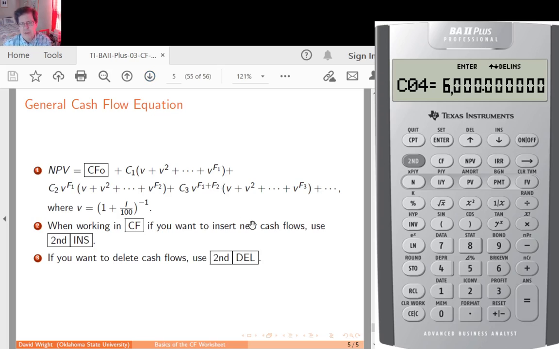All right, that's it for this unit. Thanks for listening, and try out these buttons. Really get used to it, get the feel and the understanding of how this works. They're very powerful worksheets on this calculator, specialized to financial calculations.